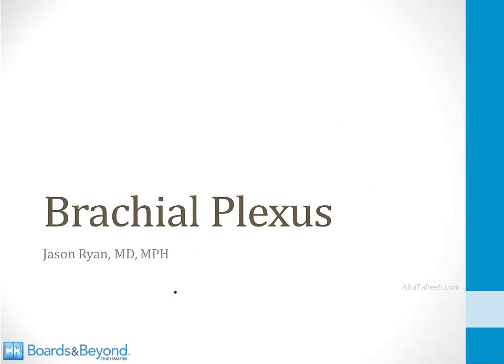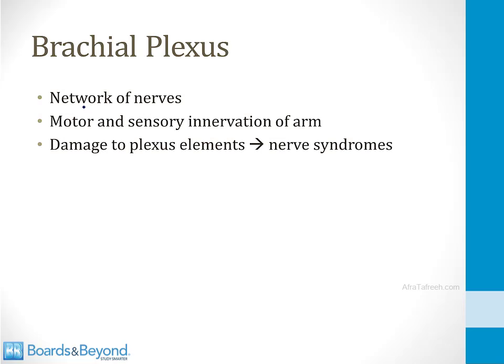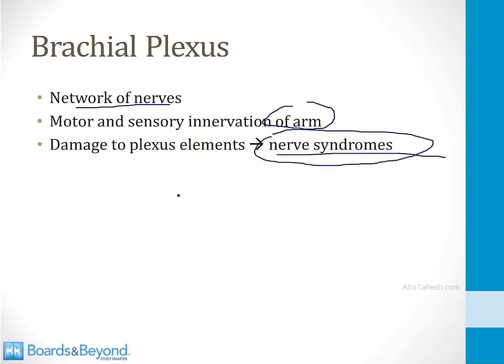Hi everybody, and welcome to our module on the brachial plexus. The brachial plexus is a network or a web of nerves that derives from the spinal cord. It provides motor and sensory innervation to the arm, and when elements of the nerve plexus are damaged, this leads to classic nerve syndromes, and this is what they want you to know for step 1 of your board exams.